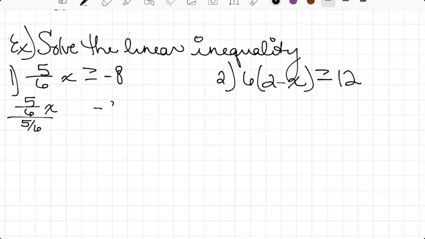I divided by a positive 5/6, so nothing changes in terms of the direction of the inequality. And so 5/6 divided by 5/6, that's just a 1. So I'm not going to write 1x, I'm just going to write x. But now I have to figure out that negative 8 divided by the 5/6.